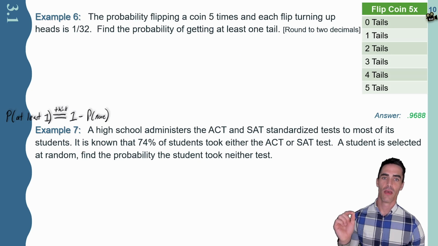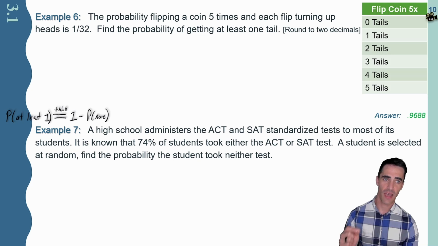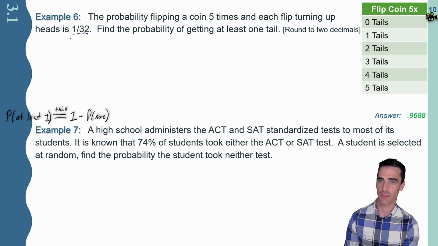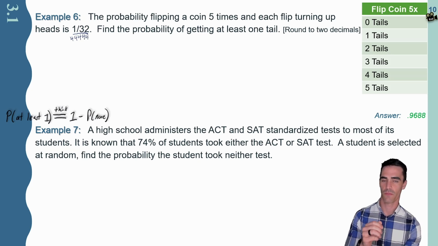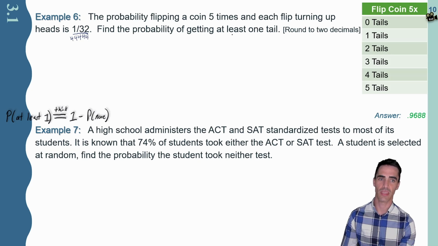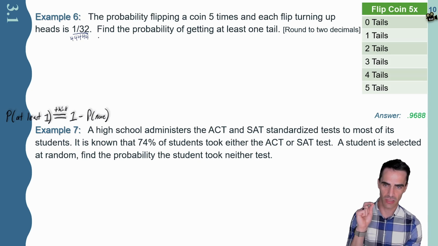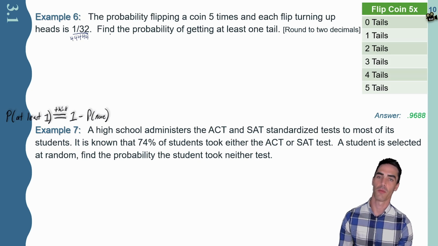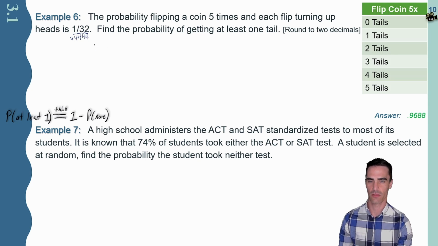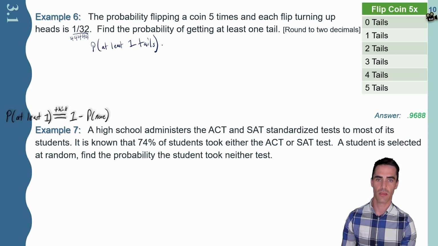Here we go. The probability of flipping a coin 5 times and each flip turning up heads is 1 divided by 32. That's heads, heads, heads, heads, and heads. What we're interested in is the probability of getting at least one tail. These two things might seem disjointed, but they are actually very related. So again, let me write out what we have: find the probability of getting at least one tail.